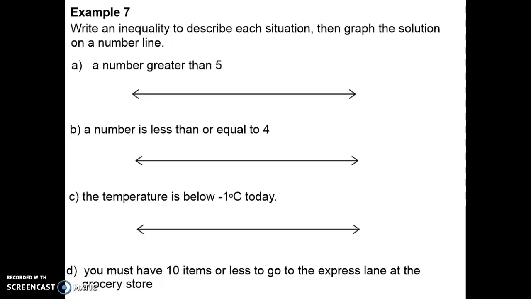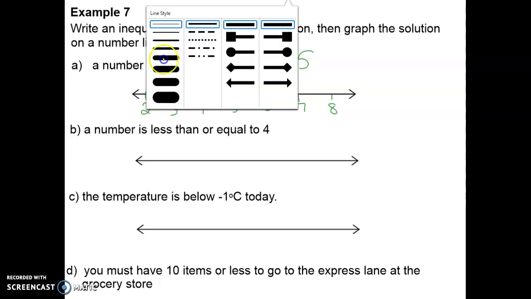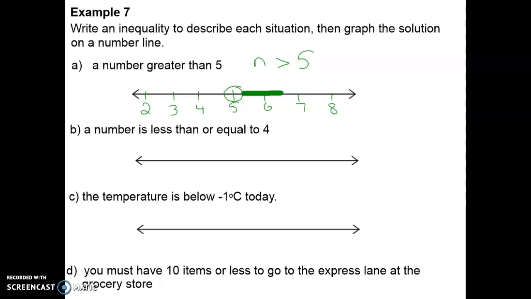Example 7. We're going to write an inequality to describe each situation and then graph the solution on a number line. So for A, we have a number greater than 5. So let's fill in our number line first of all. A number greater than 5, n would be greater than 5. We're not going to use our equal sign. So we're going to put our hollow circle and we're going to shade to the right because it's greater than.